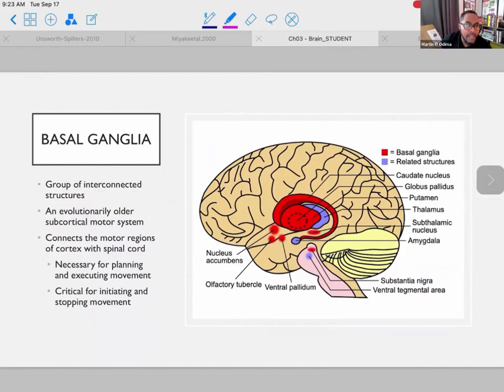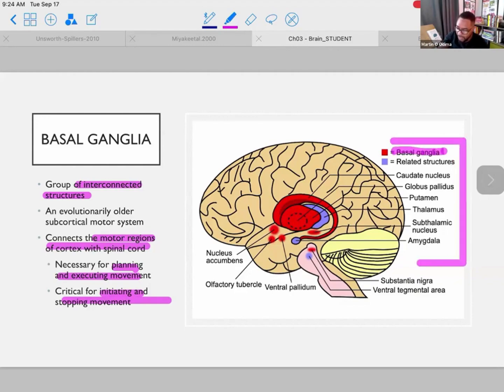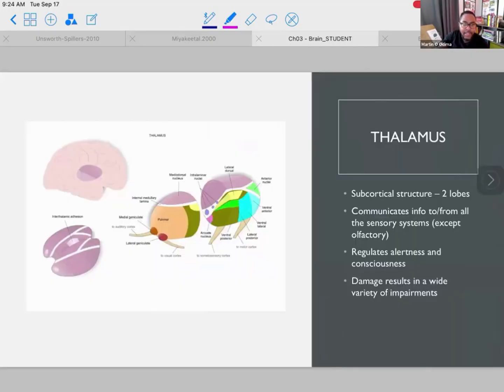Okay, let's talk about the basal ganglia. That's a group of interconnected structures, and evolutionarily it is an older subcortical part of our motor system. It connects the motor regions of the cortex with the spinal cord. This structure is necessary for planning and executing movement, and it's critical for initiating and stopping movement in our bodies. As you can see here, these are different structures of the brain, and the basal ganglia is the red part right here.